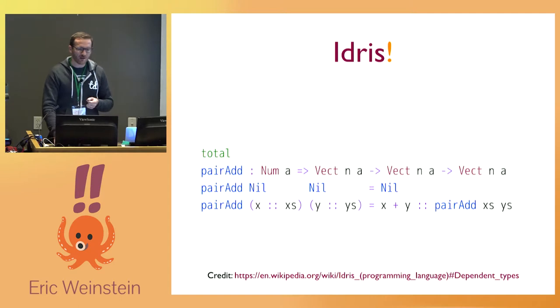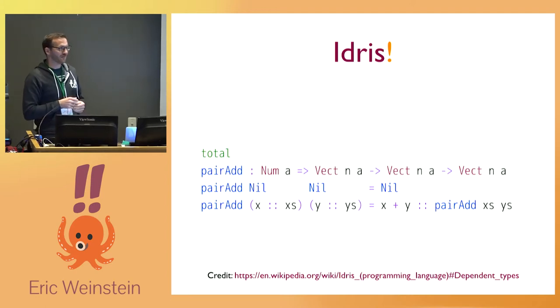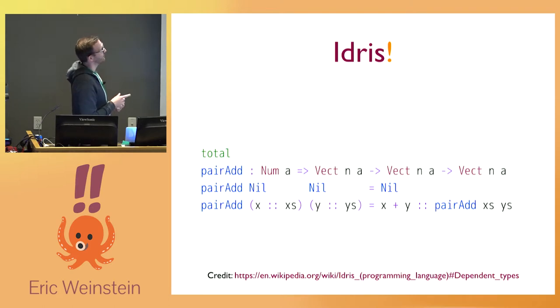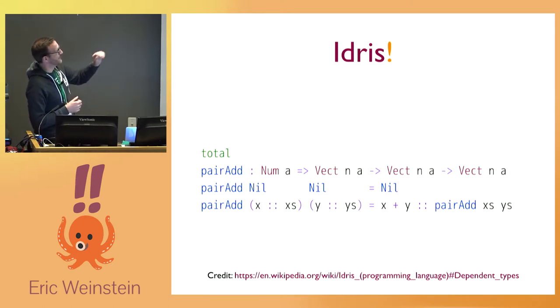Right. So here's an example. This function is called pair-add. You can imagine you have two vectors, and you want to add all the elements in them. So if you have 1, 2, 3, and 4, 5, 6, you might want to say 1 and 4 is 5, 2 and 5 is 7, and 3 and 6 is 9. Anyway, math. So we'll talk about totality in a second.